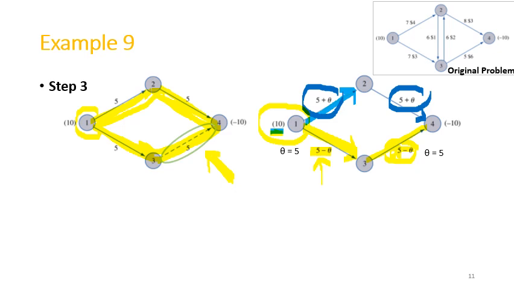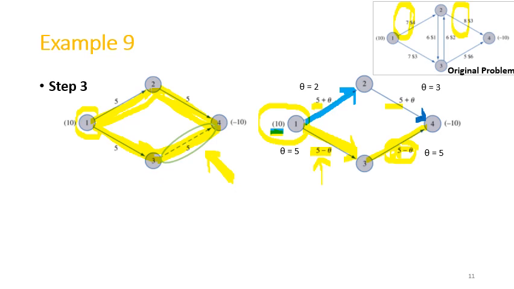Now from 1 to 2, currently the flow is 5, but the maximum capacity we know from the original problem is 7, which means that we have the possibility to increase the flow by 2. So the theta is 2. And then same thing for 2 to 4, we see that the current flow equals 5, but the maximum capacity of this arc is 8. So we have the possibility to increase by 3. So theta equals 3.